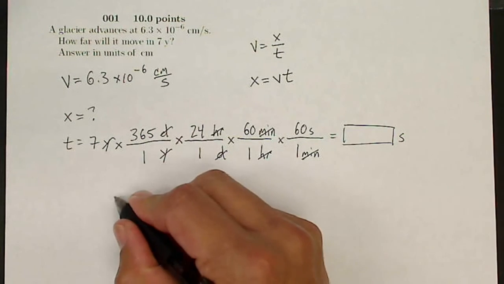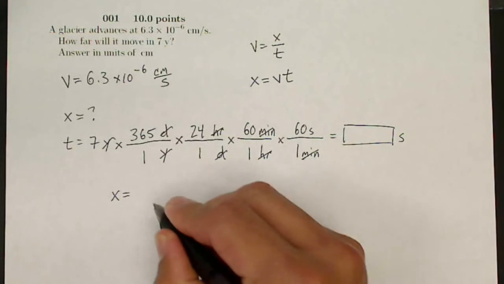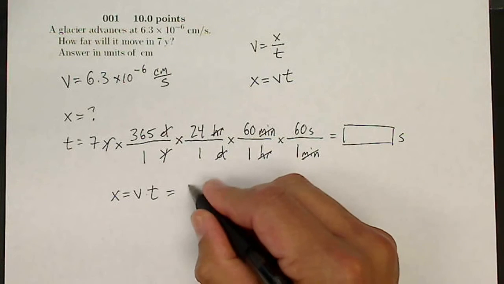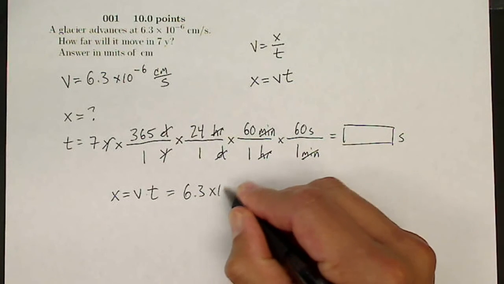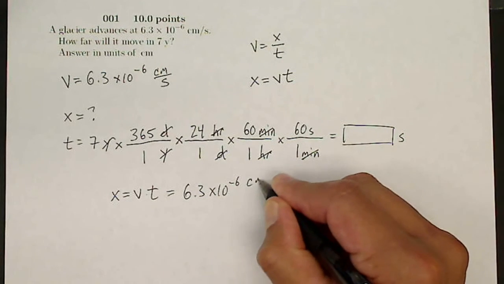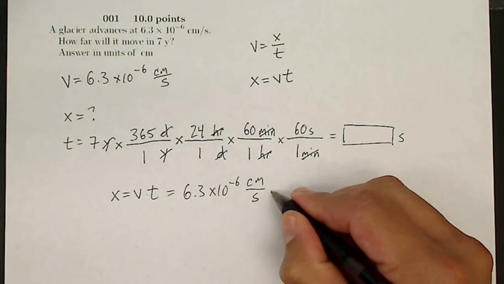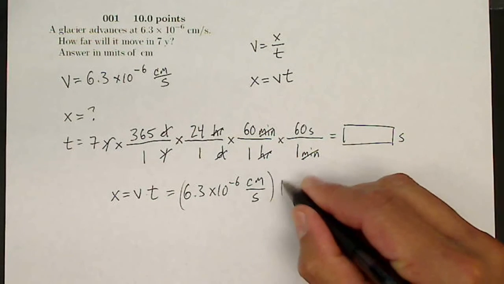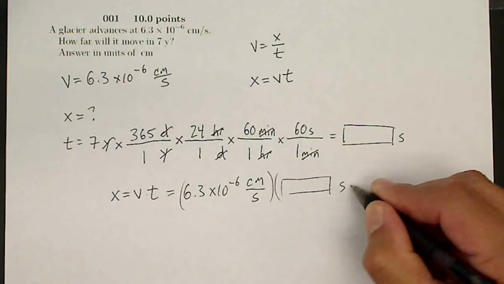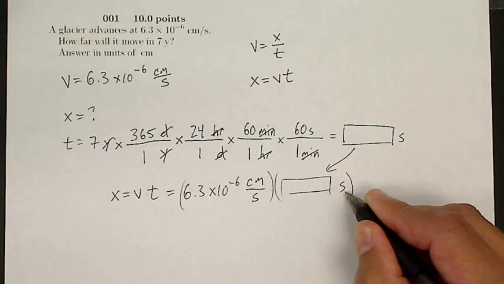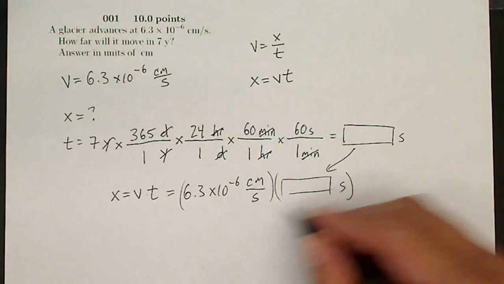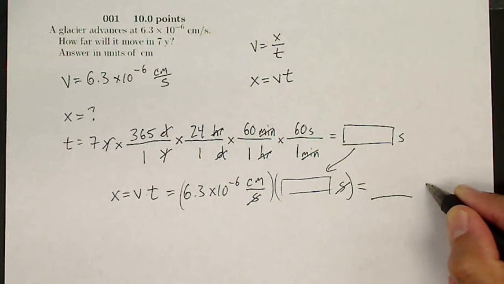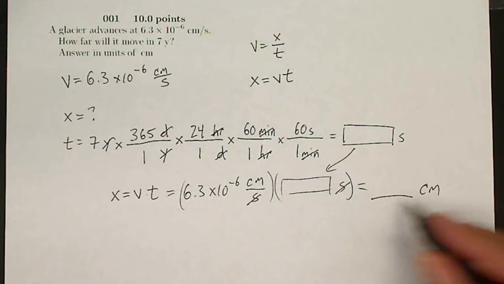Now I finally can combine, and I can say my distance is going to be my speed times my time. Well, my speed is 6.3 times 10 to the minus 6th centimeters per second. And my time that I'm going to multiply by is whatever this is in seconds. So I'm going to plug that number in here. So multiply by this number in seconds. Now, units-wise, seconds is here on the top, seconds is on the bottom, seconds will go away. That will give me some answer in centimeters, and that is the answer to my problem.